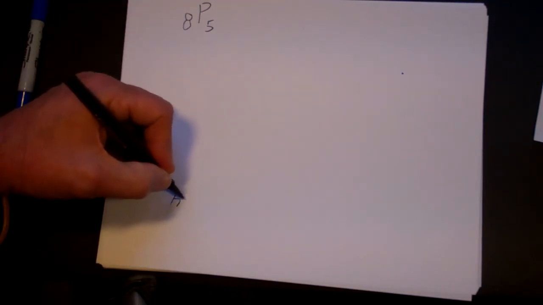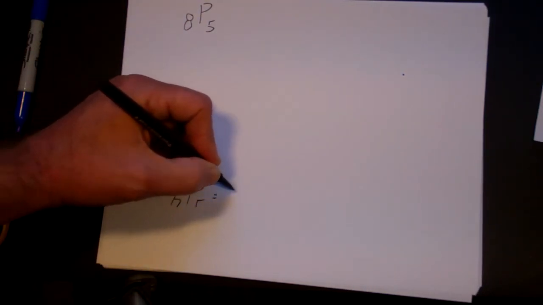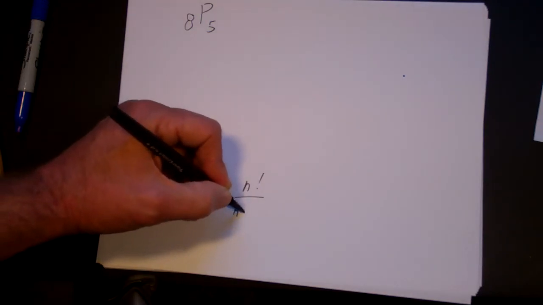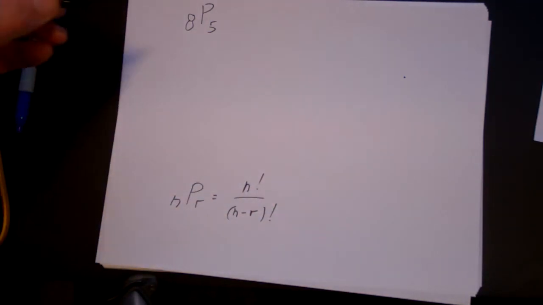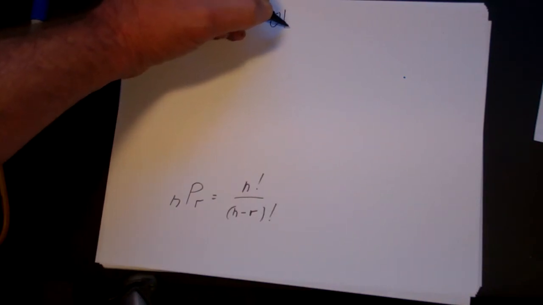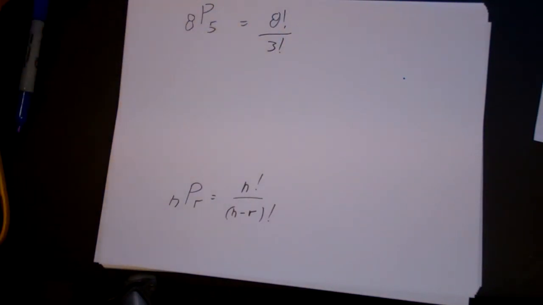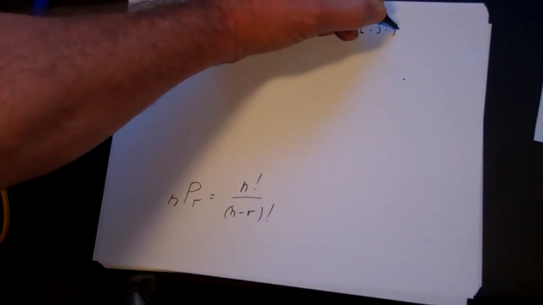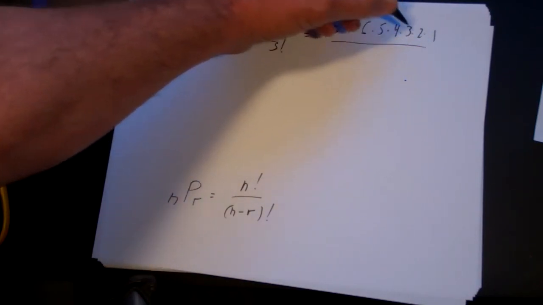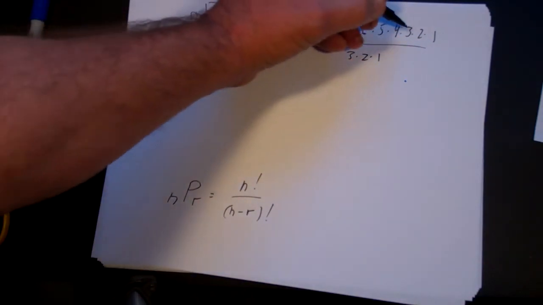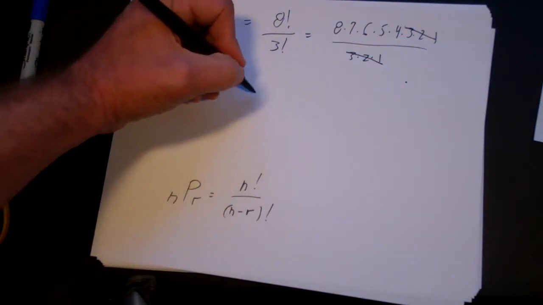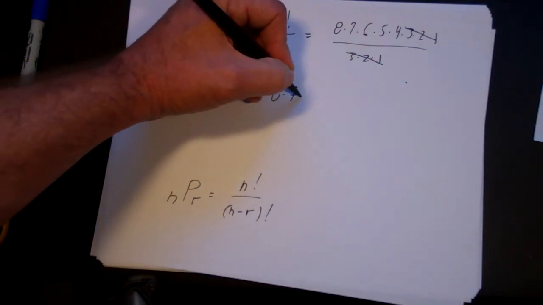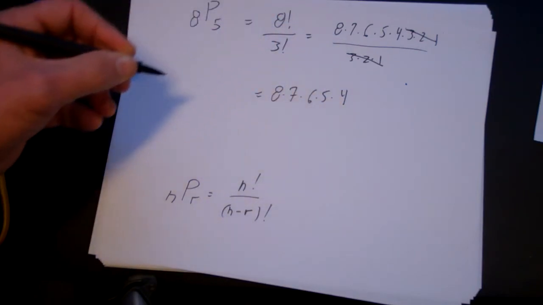Now the next one, 8P5. Admittedly that was a little bit hard to do without a calculator, but the key thing to remember is nPr is n factorial over n minus r factorial. So that's simply 8 factorial over 3 factorial, which is 8 times 7 times 6 times 5 times 4 times 3 times 2 times 1 over 3 times 2 times 1. Those cancel. So your answer is 8 times 7 times 6 times 5 times 4.